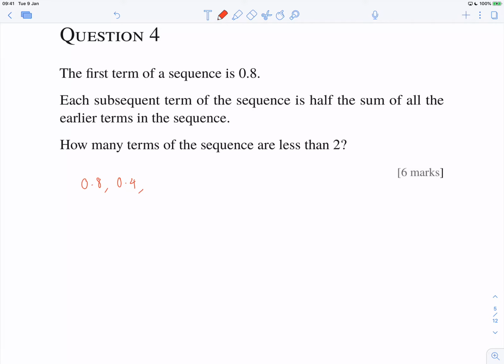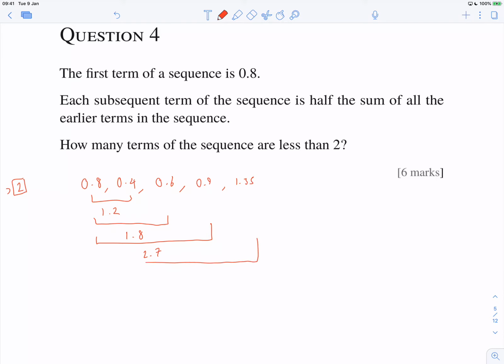Well, keep going. We stop when we reach 2, or a number bigger than 2, right? So 0.8 plus 0.4, this sum so far is 1.2. Half of 1.2 is 0.6. The next term is when I sum up all these things, and because I'm doing a partial sum as I go, all I have to do is 0.6 plus 1.2, which is 1.8. And half of 1.8 is the same as half of 18, and then divided by 10, so that's going to be 0.9. And then I add these together, so 1.8 plus 0.9 is 2.7, and half of 2.7 to get the next term, I believe, is 1.35.